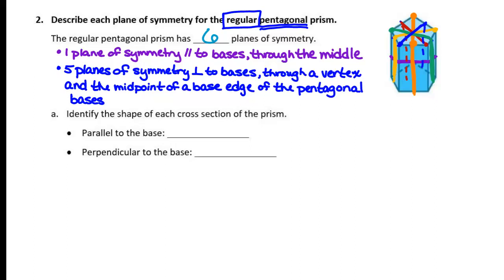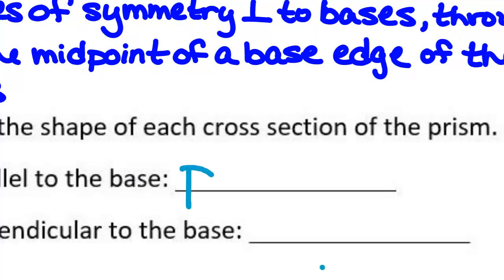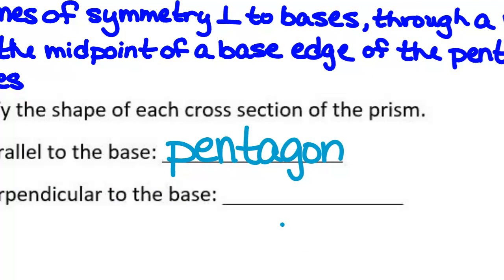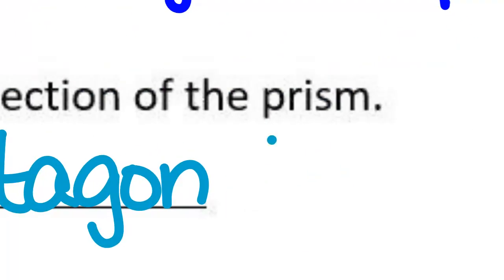Cross-section, again, is what shape do I get when I slice it? So when I slice it parallel to the base, when I make this cut right through the middle, if I were then to pick up where I've sliced it and look at that shape, what would I see? If I were to slice it right through the middle here, and then I were to look at that cut edge, what shape would I see? A pentagon. This would be the same as my base.